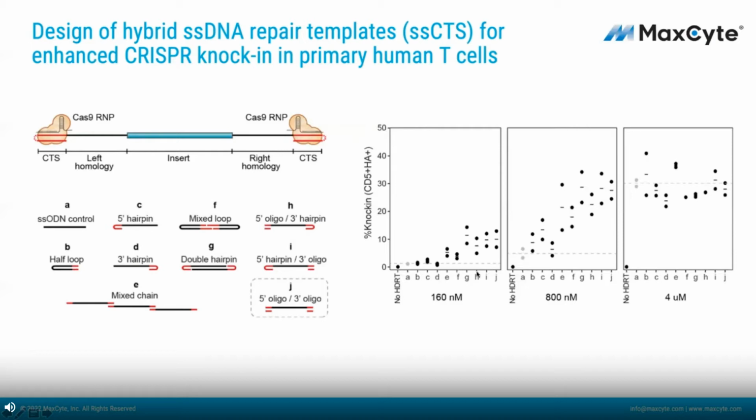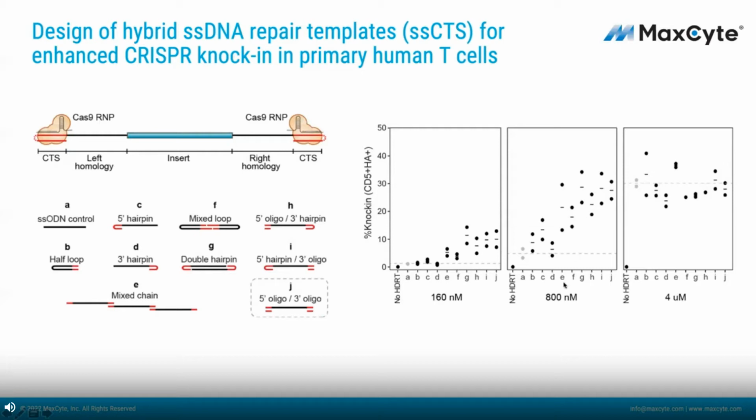And if we look at these different plots, you can see pretty readily that on the right-hand side, so H, I, and J, ones where you have the single-stranded center with the double-stranded edges, were the most efficient across a variety of concentrations. And with this approach, they were able to consistently get up to 30, even close to 40% knock-in at the higher concentrations.